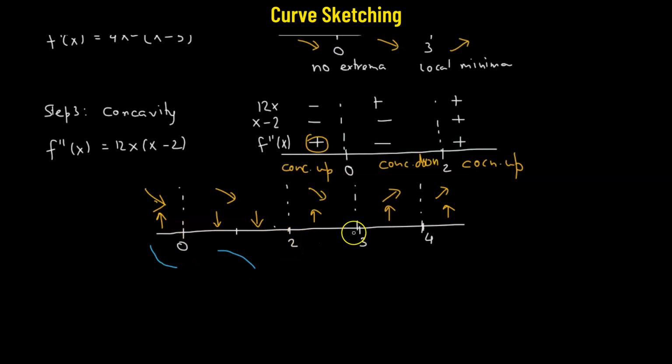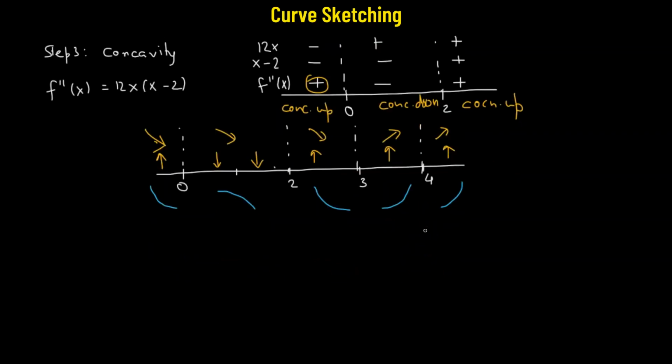In the interval 2 to 3, concavity is upwards, but the function is decreasing. So its shape will be like this. Upward concavity, function is decreasing. Then we have upward concavity, but the function is increasing. Right. So we have the concavity for each of the regions. So let's now try to sketch the function.